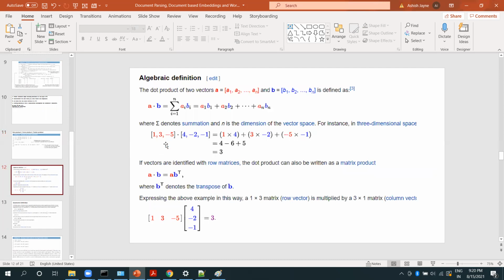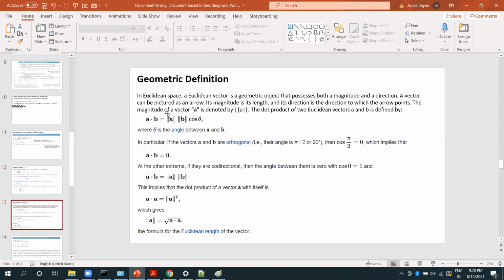Okay, a1 a2 a3, and b1 b2 b3. Then you multiply them. This is the dot product of these two vectors. Then what is the geometric definition? The geometric definition is simply a dot b, meaning mod of a, mod of b, and cos theta. The angle theta is taken in the anti-clockwise direction.